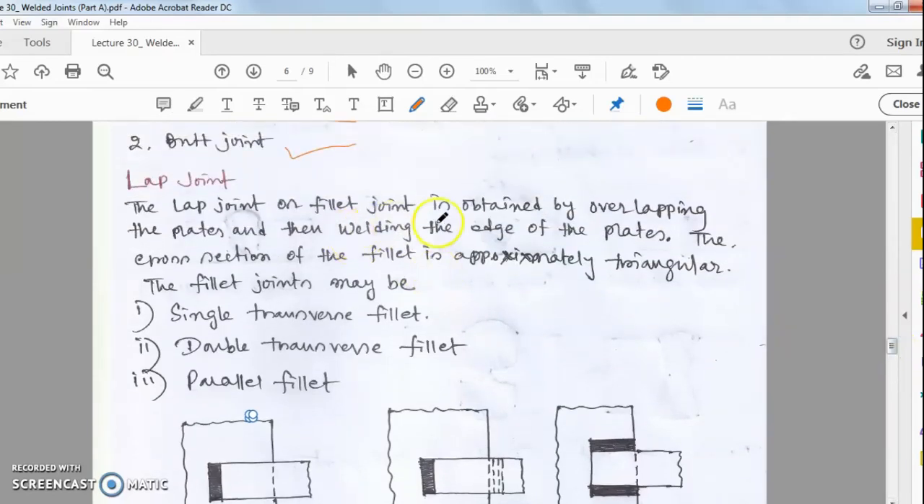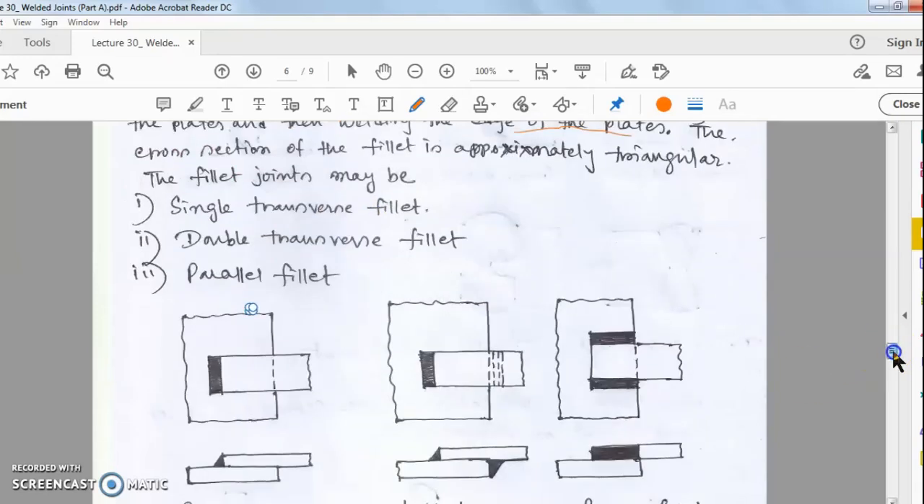The lap or fillet joint is obtained by lap. The term is coming from the main term, that is overlapping. From this overlapping word, the term lap is coming. The lap or fillet joint is obtained by overlapping the plates and then welding the edge of the plates.